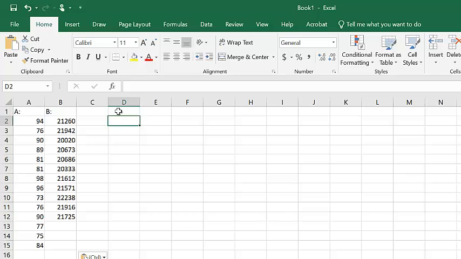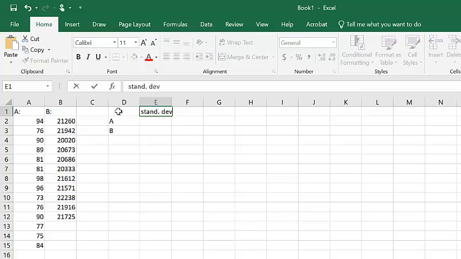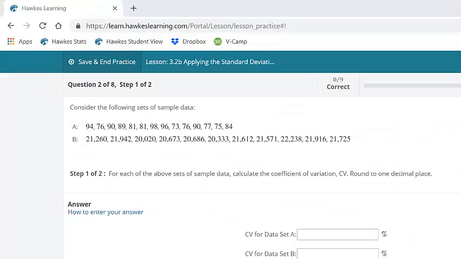I have data set A and data set B. I need the standard deviation, and I need to read carefully to figure out whether that is sample or population. I need the mean, and then I can use these two to calculate the CV. So I'm going to go back to my problem over here. Here, see where it says sample data? So that's going to tell me that I want to use the sample standard deviation as opposed to the population. And again, down here it says a set of sample data.